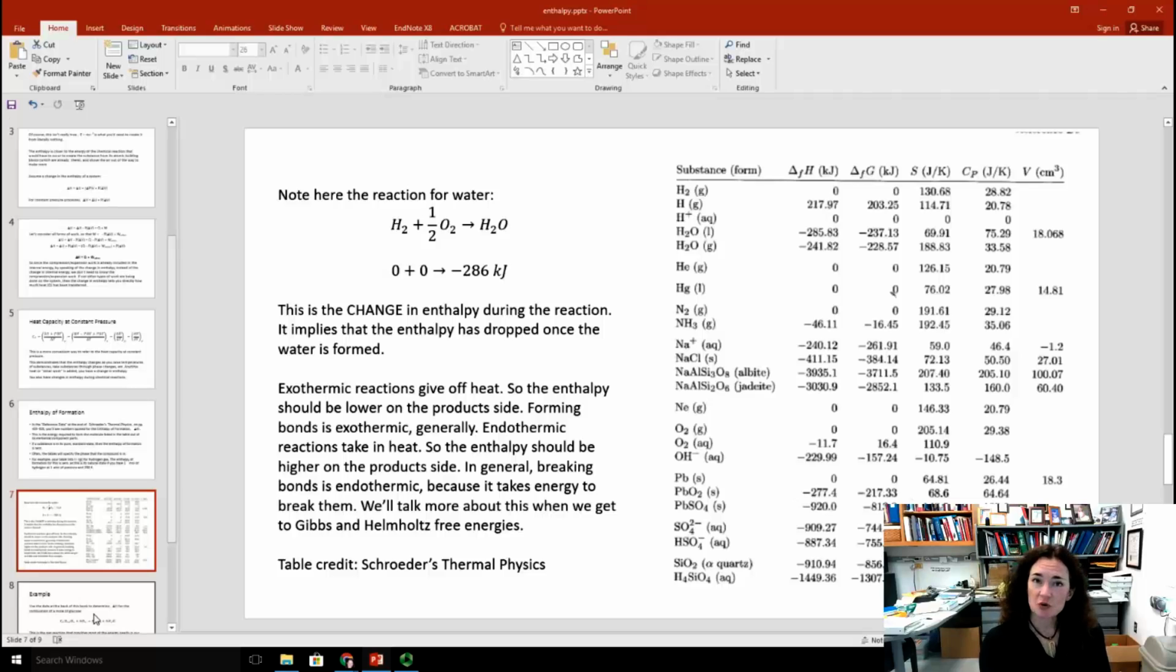Now let's examine for just a second the reaction for water. So a reaction for water would be if you take hydrogen gas, H2, and then add in a half mole of oxygen gas, O2, then that would yield H2O. So that would be how you would write that chemical reaction.